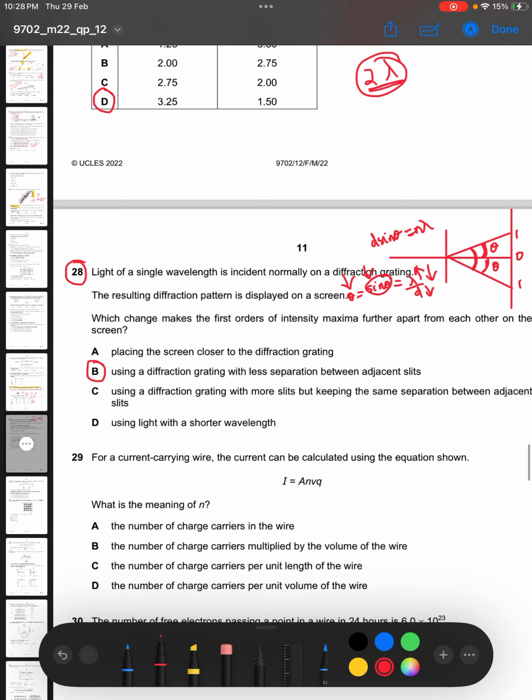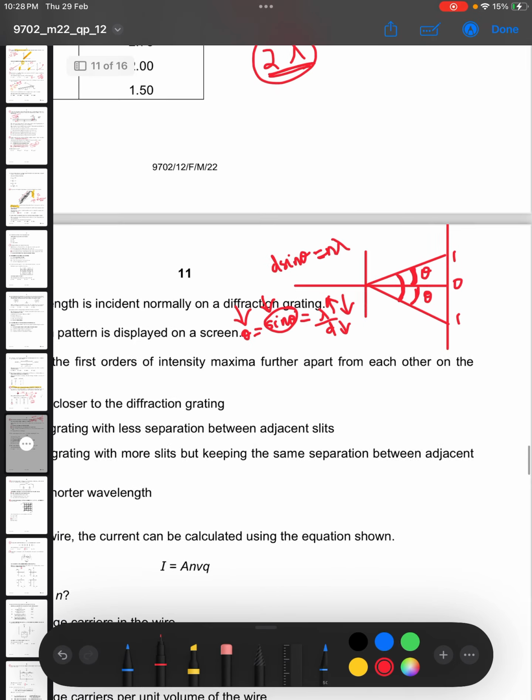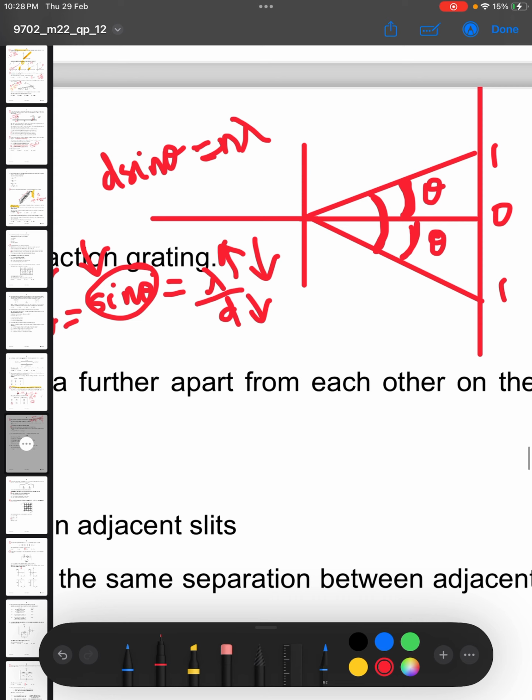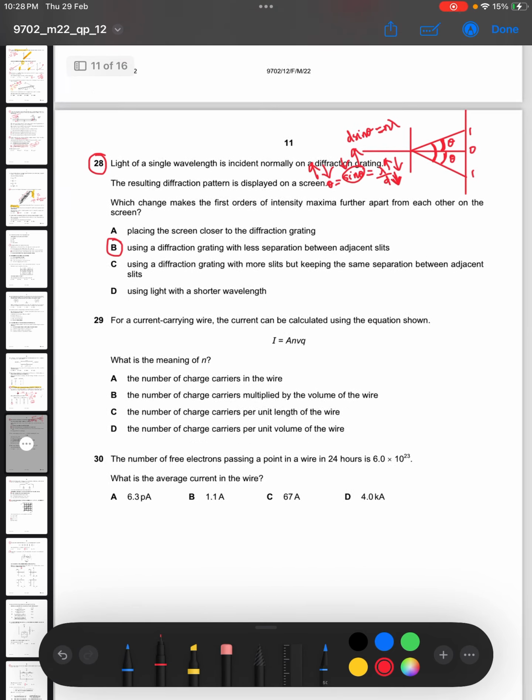Then the answer B was the answer. Using a diffraction grating with less separation between adjacent slits. So with less separation, in other words, it means decreasing d. Decreasing d has the effect of increasing sine theta, therefore increasing theta, as we want to happen here.